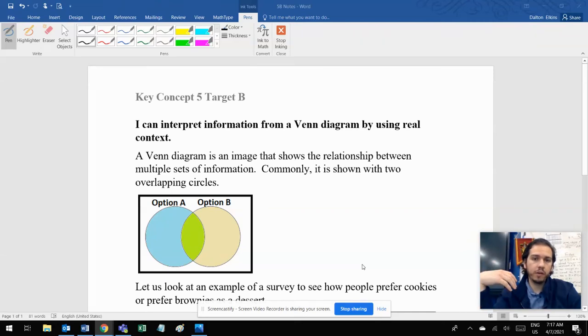Welcome to Key Concept 5 Target B. Your goal today is I can interpret information from a Venn diagram by using real context.